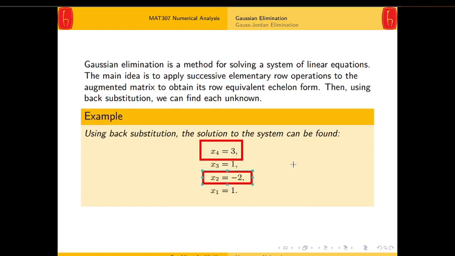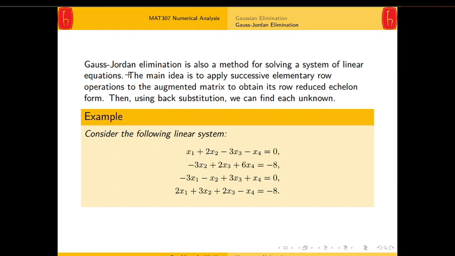Okay, so next we move on to the Gauss-Jordan elimination, and this is also a method for solving a system of linear equations. The main idea is to apply successive elementary row operations to the augmented matrix to obtain its row reduced echelon form. So this time we have row reduced echelon form instead. Then using back substitution we can find each unknown. So again we consider the given example. This is our linear system.